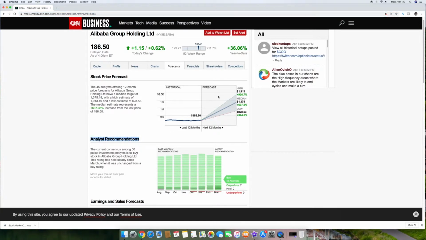But basically on this stock, super interesting, because if you look at this stock, it's basically at 186.50 right now, and they're projecting it to go to 1375 with a high of 1913 and a low of 828. So they're saying the low is going to be 828, which is a 344% increase. They're saying the high is going to be a 926% increase.